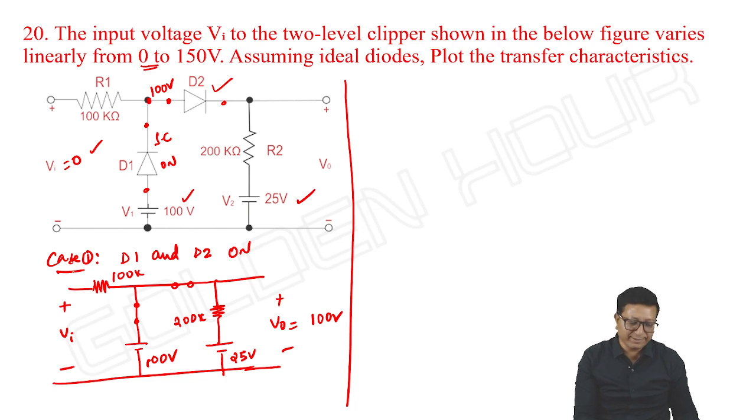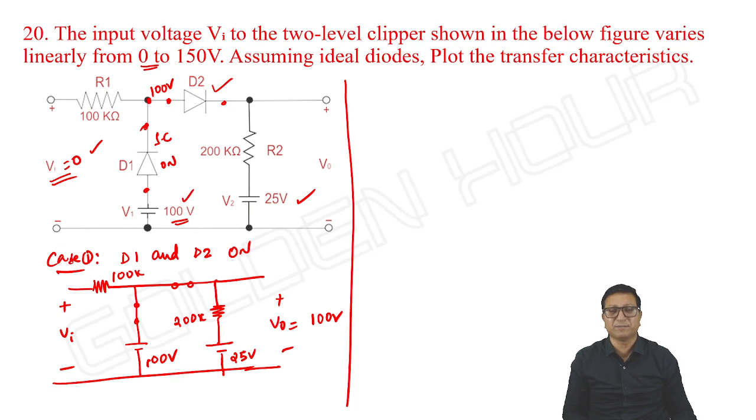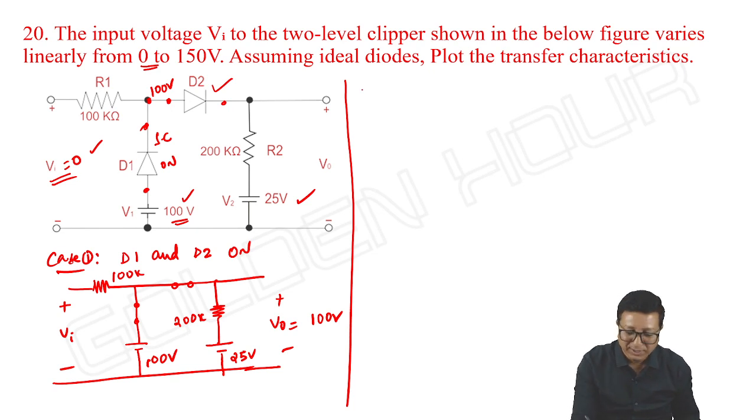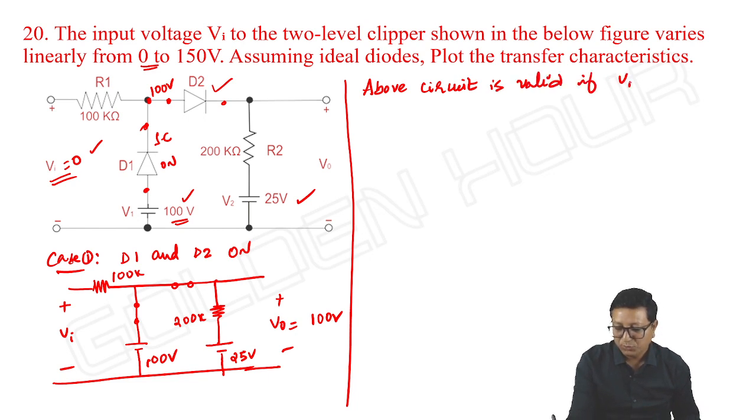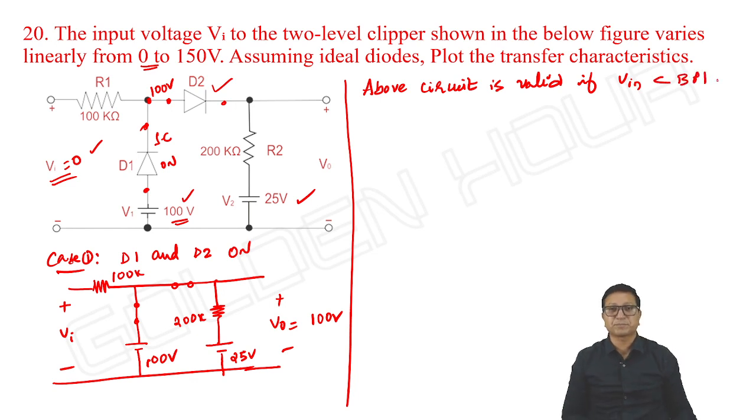It looks like this is valid as long as the input is less than 100 volts. The cathode voltage is less than the anode voltage. We are not sure whether it is exactly 100 volts or not, so let me take that as breakpoint 1. So the above circuit is valid if V input is less than breakpoint 1.